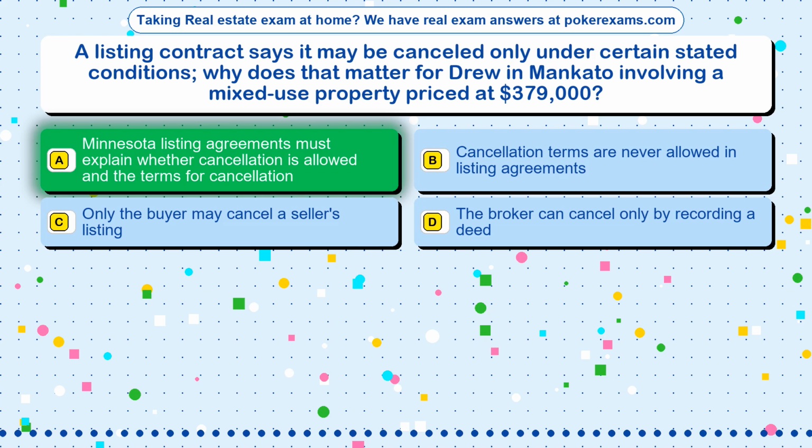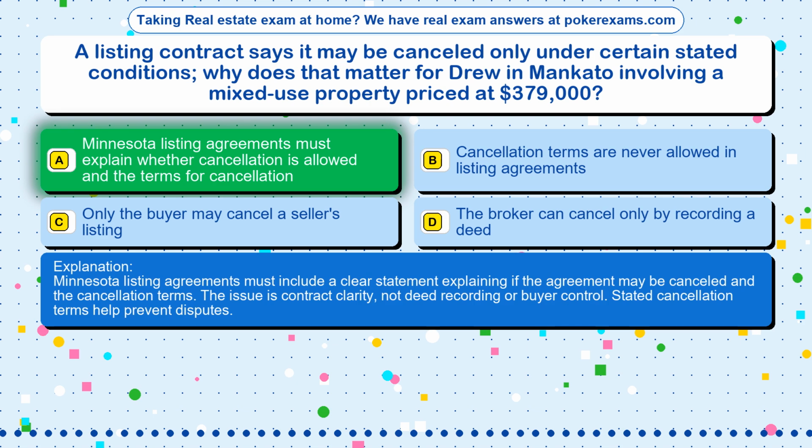The correct answer is option A. Minnesota listing agreements must explain whether cancellation is allowed and the terms for cancellation. Minnesota listing agreements must include a clear statement explaining if the agreement may be canceled and the cancellation terms. The issue is contract clarity, not deed recording or buyer control. Stated cancellation terms help prevent disputes.